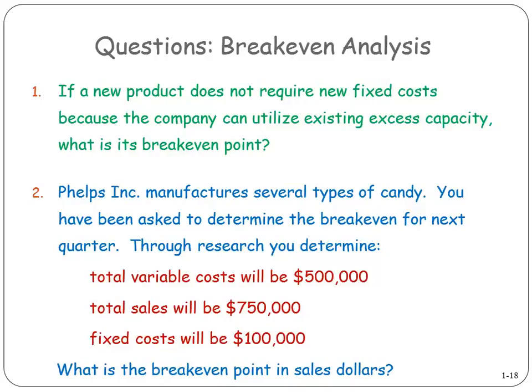So are they breaking even? Yeah, they're actually making some money, right? Because they sold $750,000. This says they needed to sell $300,000 worth of goods to break even. They in fact sold $750,000. How much profit did they make? $750 minus 500 minus 100. 150.